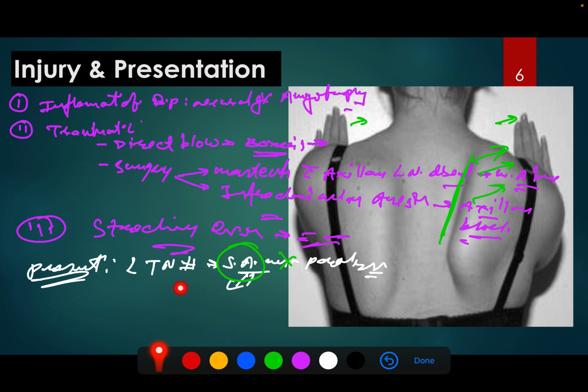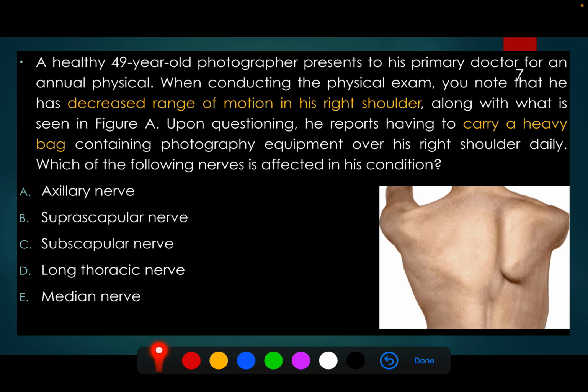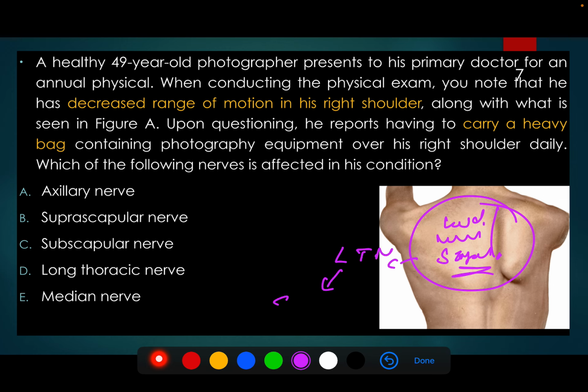So we understand the injury and presentation of the long thoracic nerve. Look at here, we have another question over here. In this question we have a 49-year-old photographer, and he comes to you with some problem, and on examination you see this. That means this is the medial winging of what? Medial winging of scapula. So medial winging of scapula is because of the long thoracic nerve. It is causing serratus anterior muscle injury. So our answer should be long thoracic nerve.